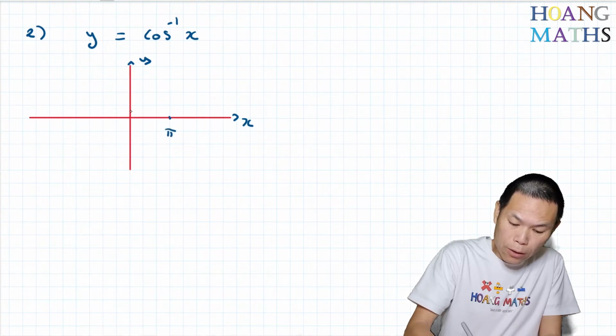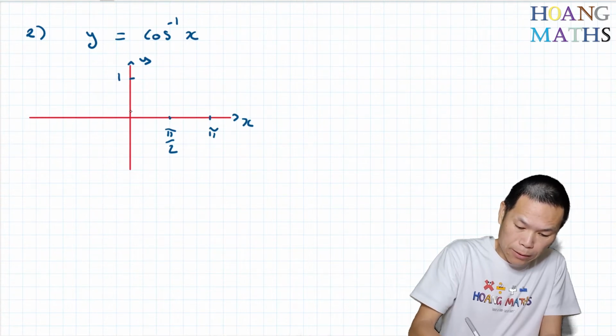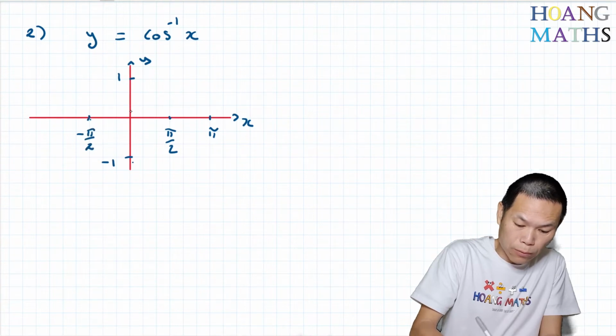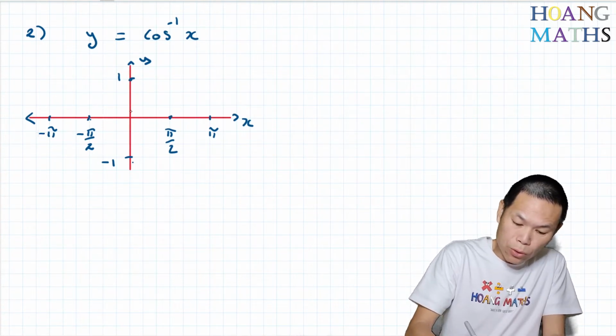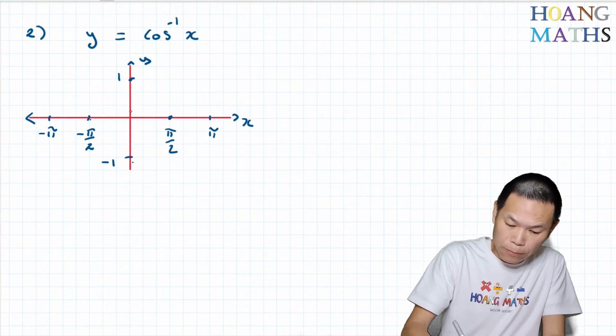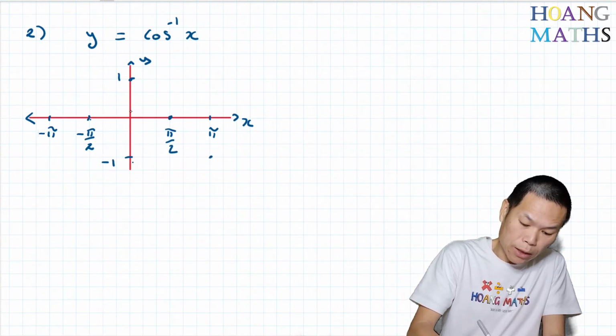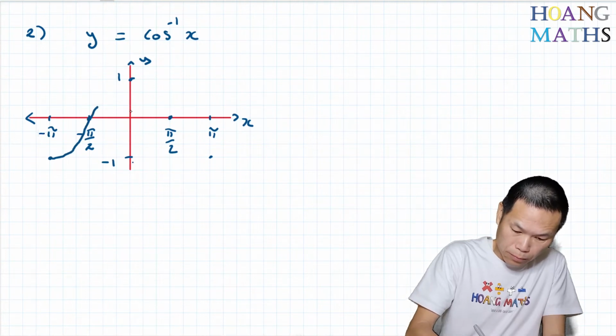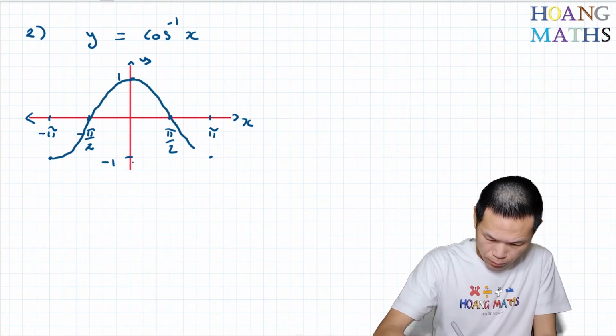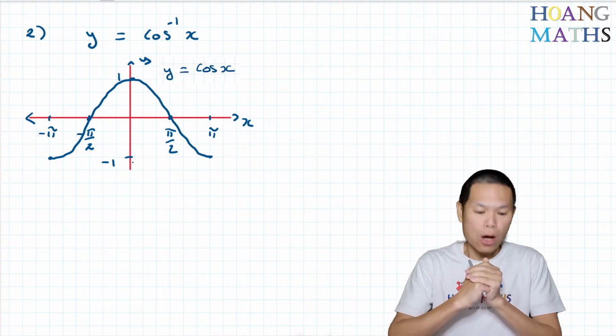This is pi over 2, pi. This is 1, negative 1. This is negative pi over 2. This is negative pi. So cos of 0 is 1. Cos of pi over 2 is 0. Cos of pi is negative 1. And we know that cos of negative pi over 2 is 0. It's just the same pattern. So let me just get this first. So there you go. This is cos of x.